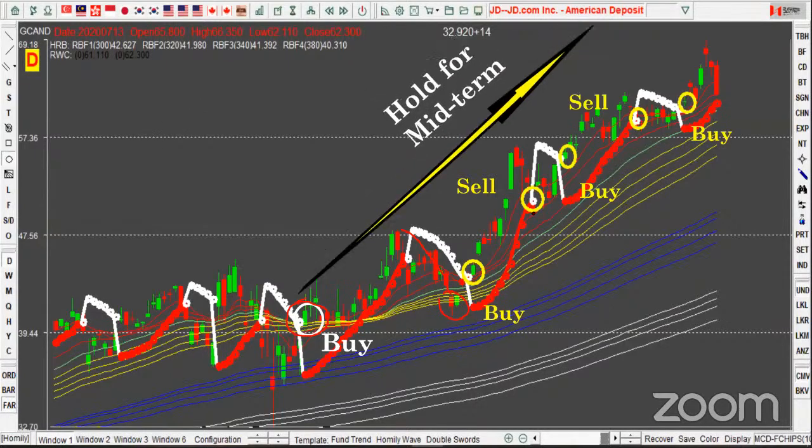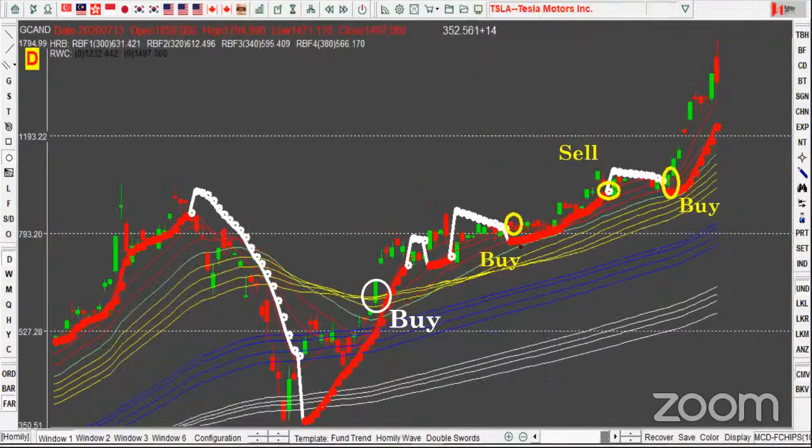For medium term, ever since you buy here, you keep holding. For short term, as long as the price remains above the yellow line, you buy and sell based on the red and white circle or some other short-term indicators. Okay, this is Tesla, the history, not the current performance.